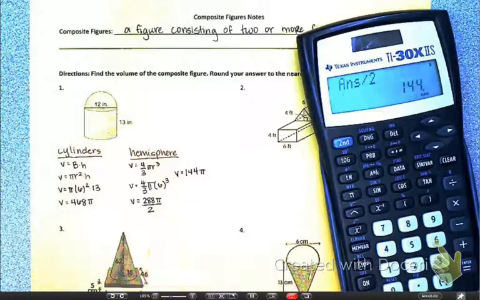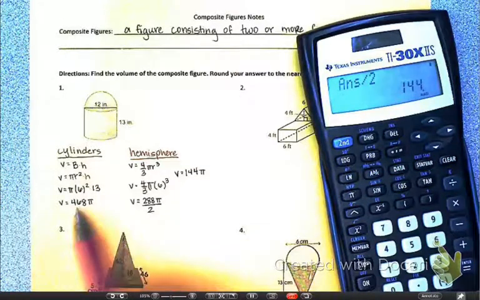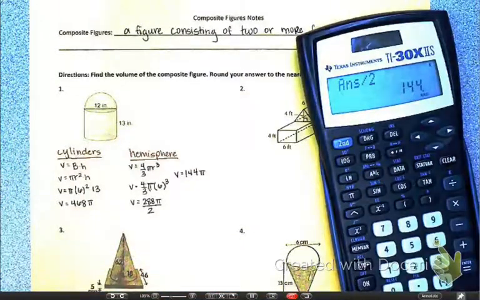But a composite figure means you're either stacking the figures together or theoretically pulling something out. In this case, we're stacking. So what do you think we're going to do with those two answers? Add them together. Because they each have pi, we can leave pi in our answer. If one of them had pi and one of them didn't have pi, we'd have to multiply by pi in order to add them together.